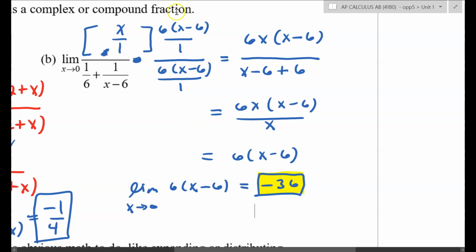Why is it equal to 1? Because it's something divided by itself, right? Where did I get this from? Well, this denominator is 1, right? This denominator is 6. This denominator is x minus 6. So that's what I multiplied the top and the bottom by.